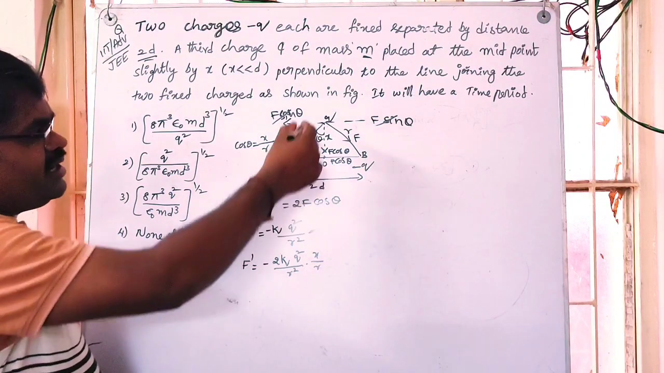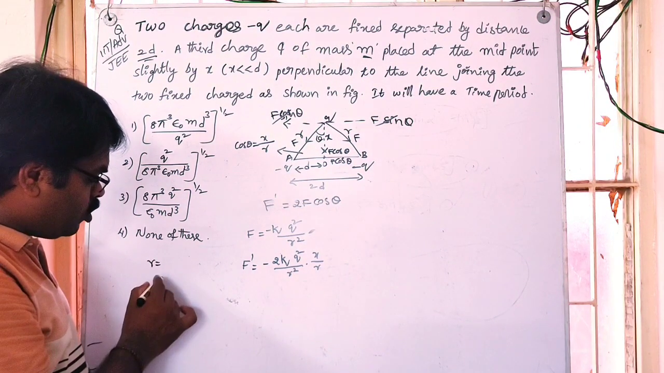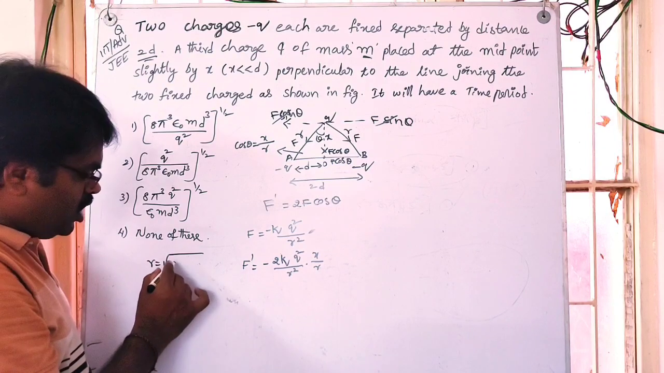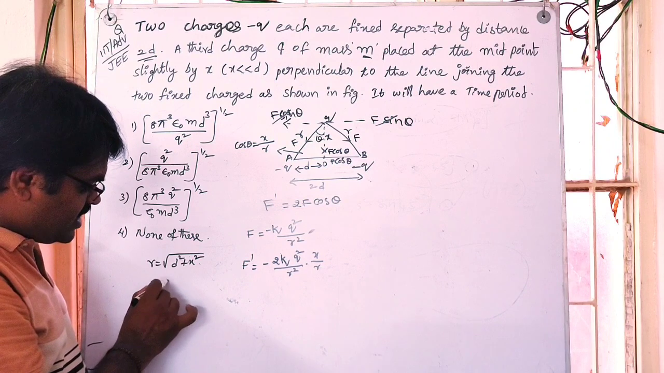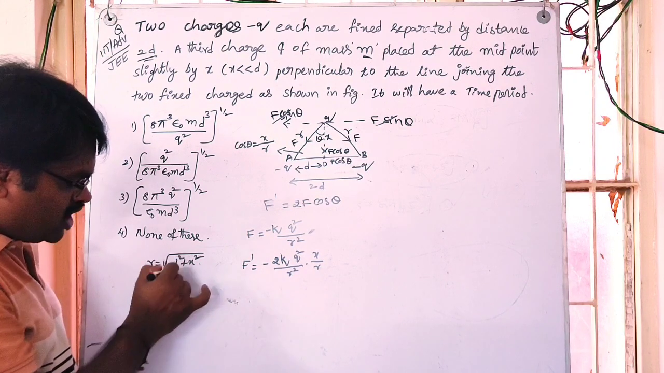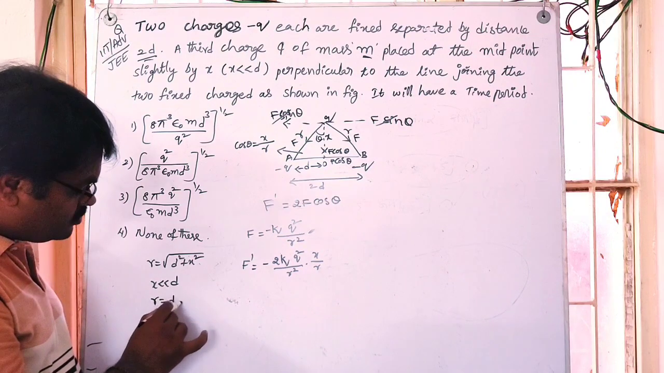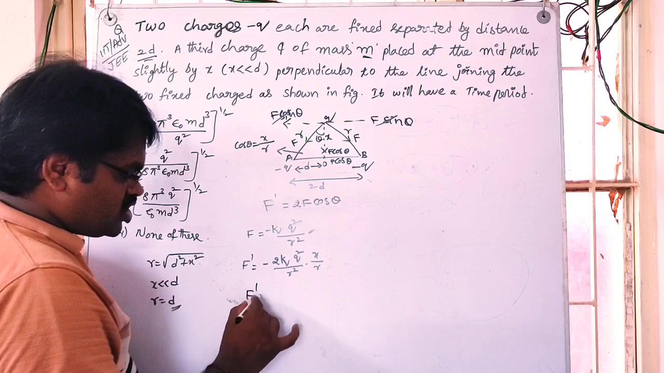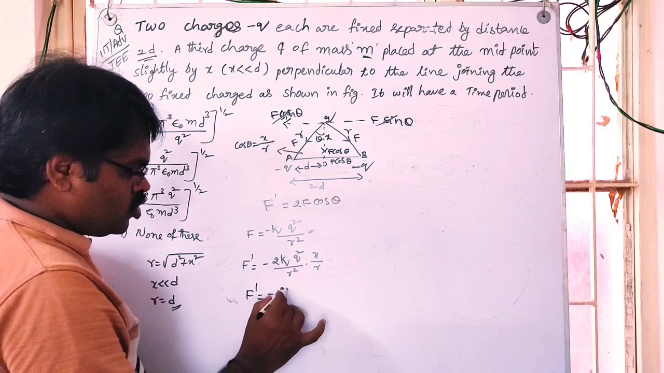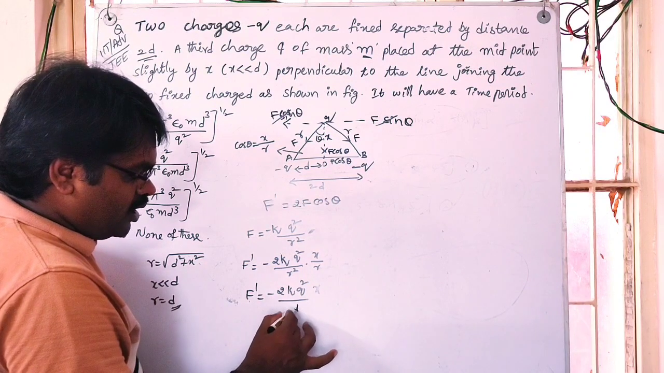But what is r? It is a right angle triangle, so r is equal to square root of d square plus x square. But x is much less than d, that's why we neglect x square. Then r is equal to d. Directly we can substitute here: F dash is equal to minus 2k q square x by d cubed.